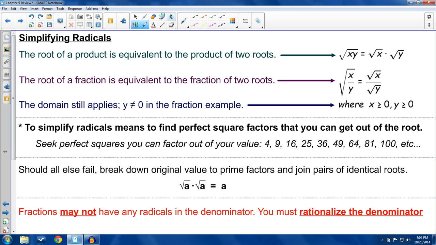Okay, the idea behind simplifying radicals is you want to extract perfect squares. You can see it right here. To simplify radicals means to find perfect square factors that you can get out of the root. Okay?